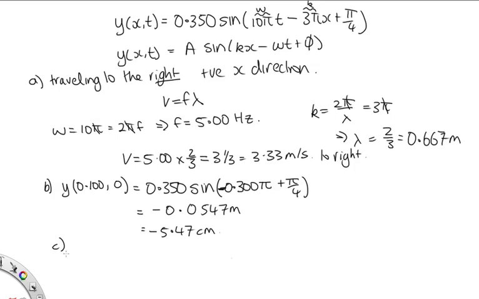Now part C asked us to find the wavelength. We've already found it is 2/3 of a meter. We found it over here. And part D asked us to find the frequency. We've already found that. The frequency is equal to 5.00 hertz.